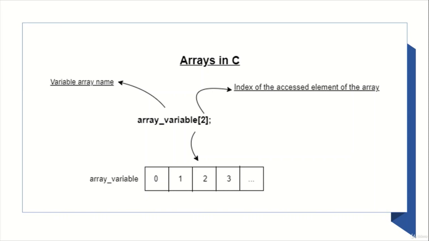Moving on, here is an example of array in C. We declare array in C as shown in the example. Array variable and brackets 2. Here array variable is the name of the variable and 2 is the index of the accessed element of the array.